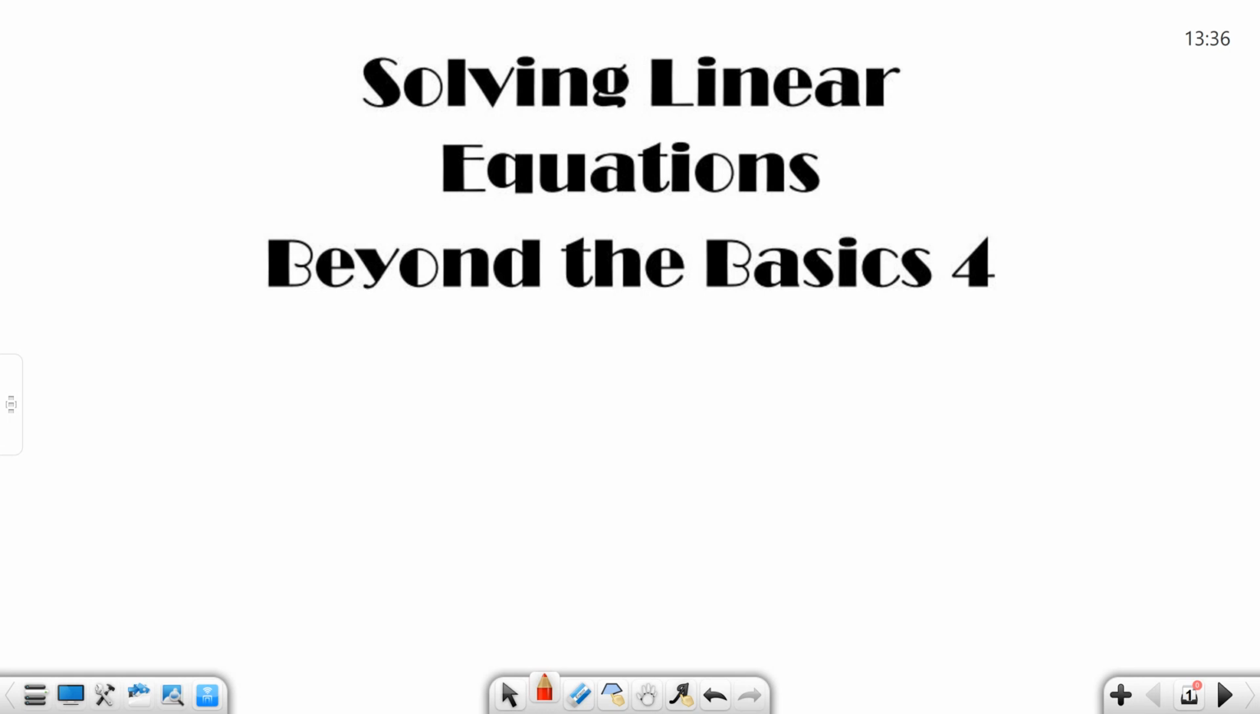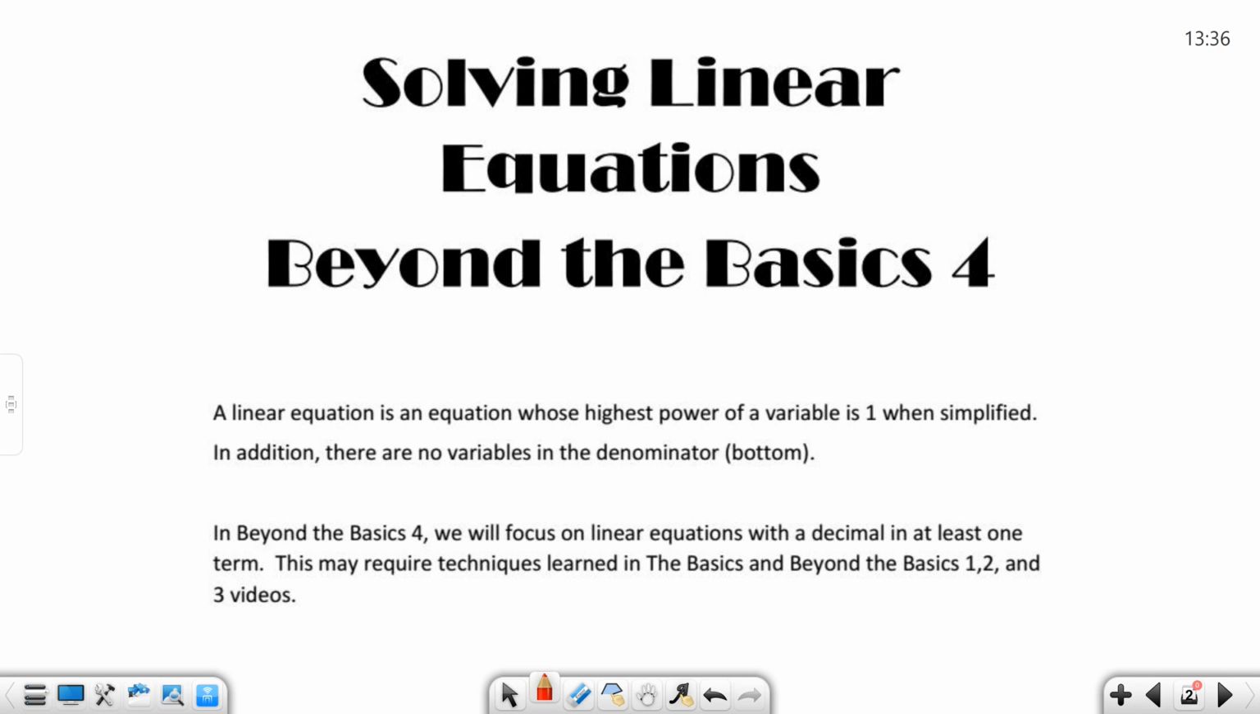Solving linear equations beyond the basics 4. A linear equation is an equation whose highest power of a variable is 1 when it's simplified and no variables are in the denominator or the bottom. Okay? So in this video, Beyond the Basics 4, we will discuss linear equations with a decimal in at least one term. And this may require techniques in any of the other Beyond the Basics videos or the Basics videos.